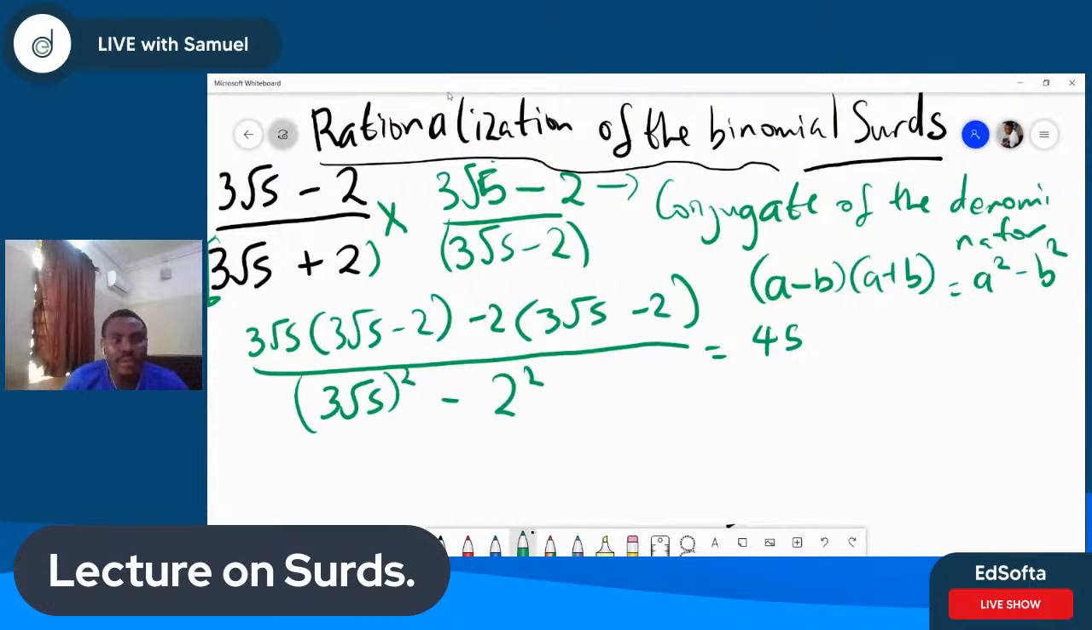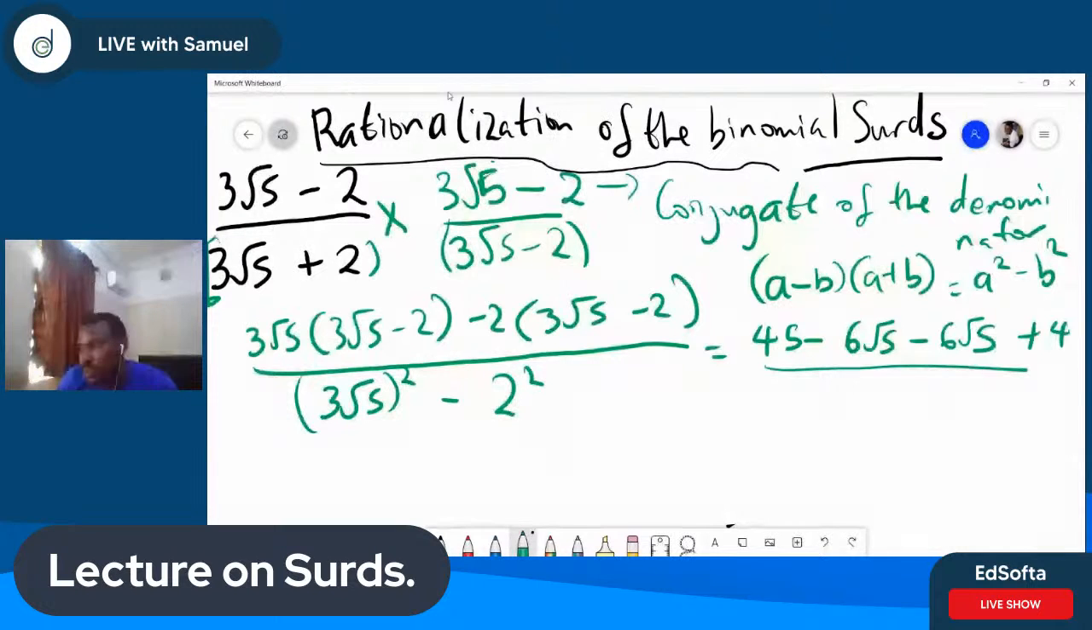3 root 5 times minus 2, that will be minus 6 root 5. Minus 6 root 5 on the other side, plus 4, all over 3 root 5 squared, will be 45. Yes, because we already did this here. 3 squared times 5. Root 5 squared is what? 5.